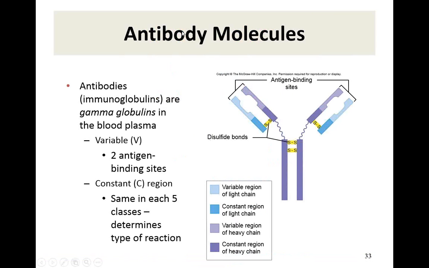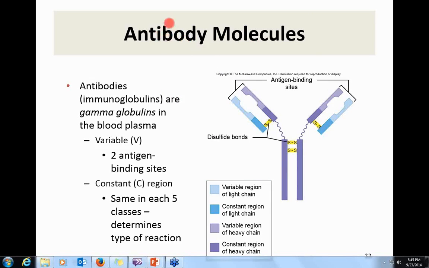Let's talk about antibodies. Again, they're secreted by the B cells. These are immunoglobulins. These are proteins or gamma globulins. These hang out in the blood plasma. They have a variable region and a constant region. The variable region is what's going to bind to the antigens. It's variable, so it can bind to a wide variety of antigens. The constant region, there are 5 classes, and each class kind of has a different reaction.